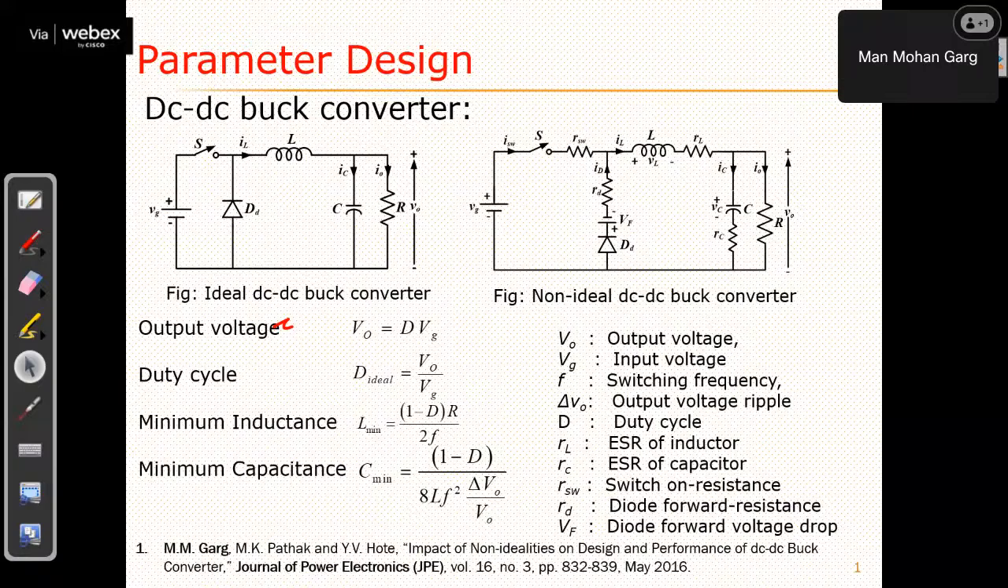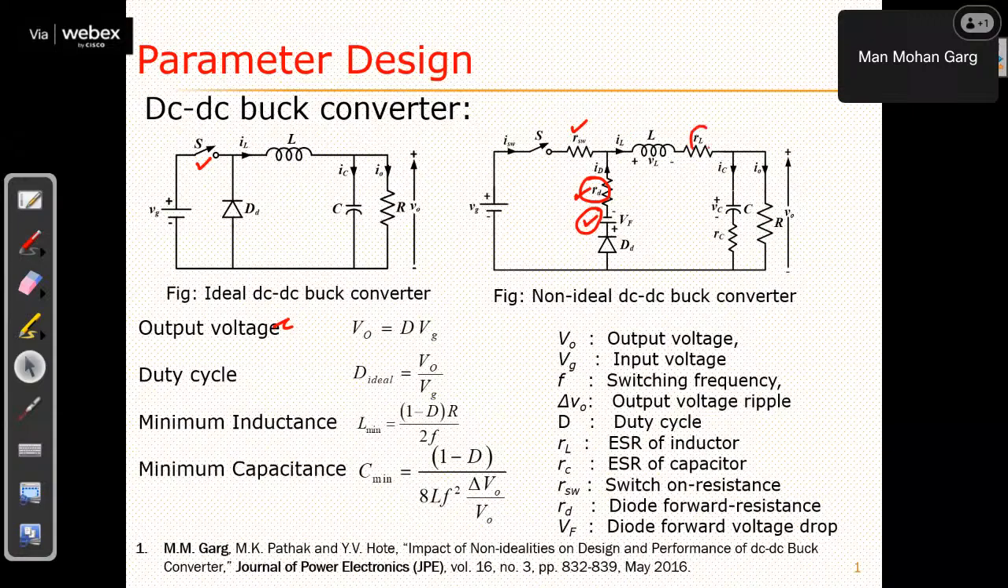Okay, visible. Fine. So let's quickly see the impact of these non-idealities on the converter's performance. This is the buck converter. What are the possible non-idealities? We have a switch. When the switch is on, we have RSW, the switch on resistance. When off, we have infinite resistance. Similarly, the diode can be represented when on with its diode resistance and forward voltage drop.